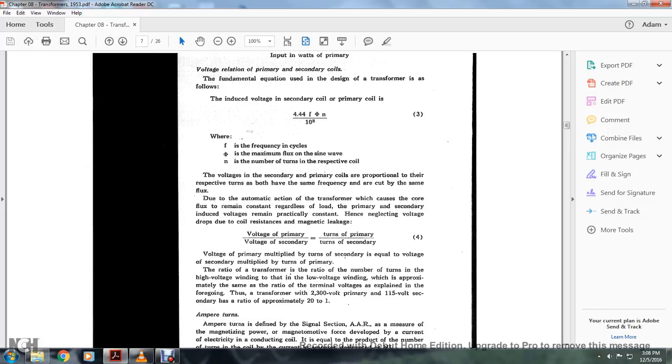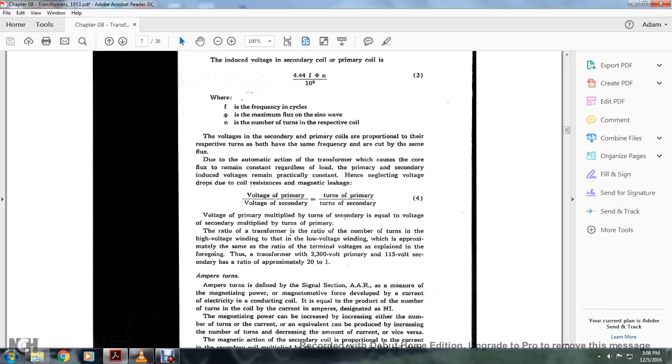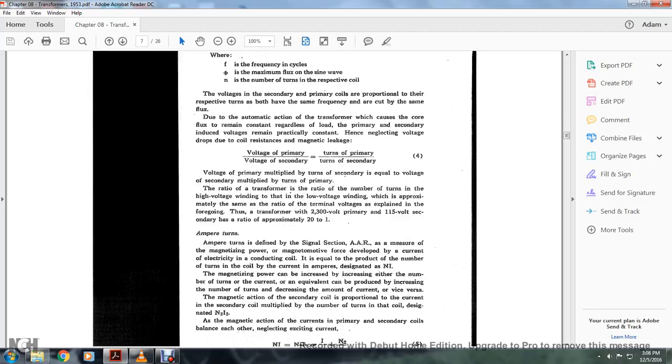Neglecting voltage drop due to coil resistance and magnetic leakage, voltage of primary over voltage of secondary equals turns of primary over turns of secondary. Voltage primary multiplied by turns of the secondary is equal to voltage of the secondary multiplied by turns of the primary. The ratio of the transformer is the ratio of the number of turns in the high voltage winding to the low voltage winding, approximately the same ratio as the voltage, as explained in the foregoing. A transformer with 23,000 volts primary and 115 volts secondary has a ratio of approximately 200 to 1.